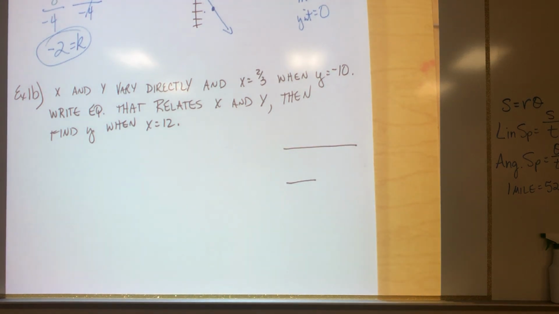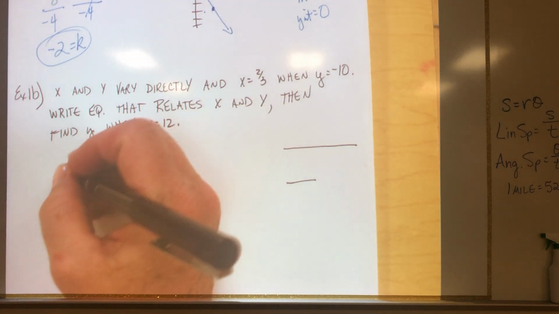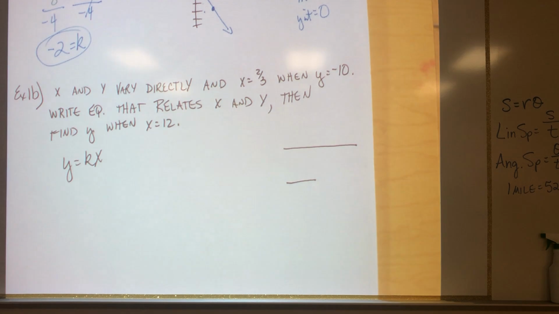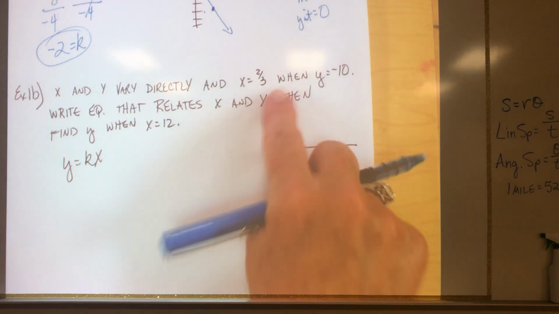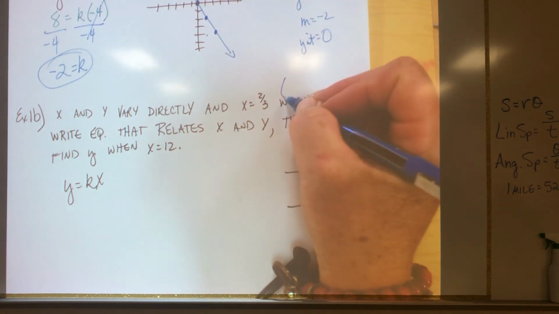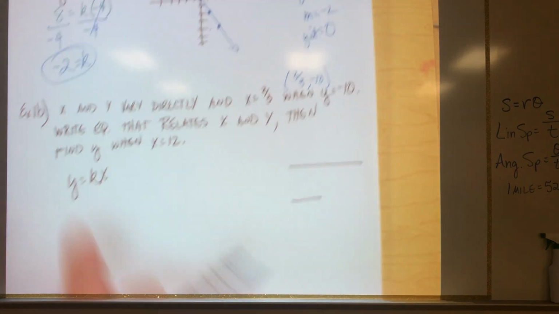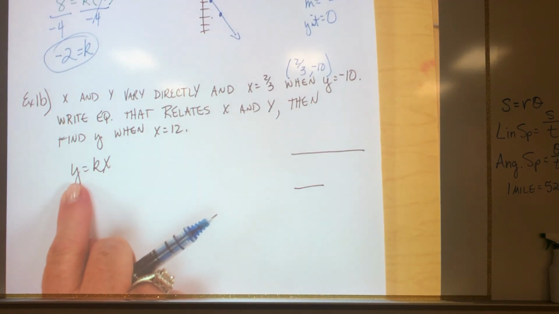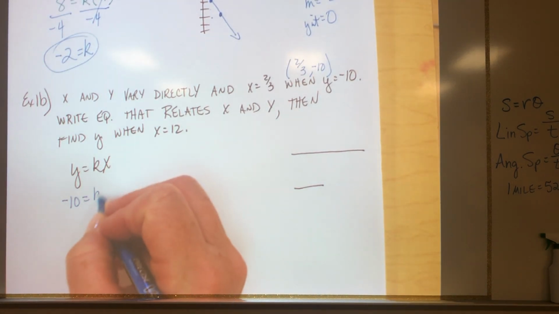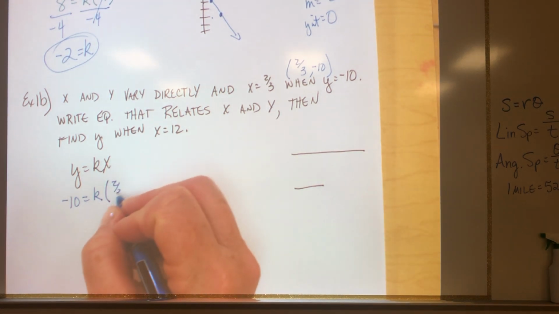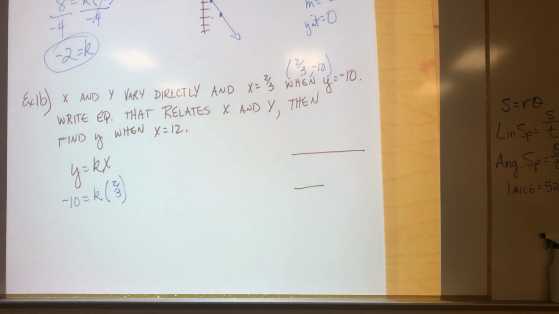What's the only thing I said you had to know? Y equals KX. You better know it, people. Y equals KX, just like Y equals MX. Okay, so here we go. Here's my point. What is my point? 2/3 and -10. So what's y? -10 is equal to k times, what's x? 2/3. Tell me what to do.